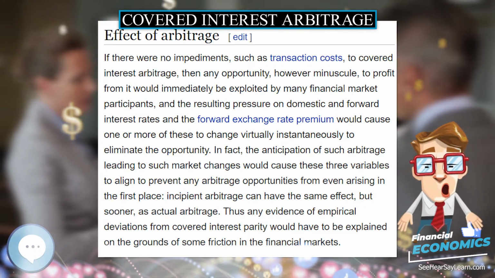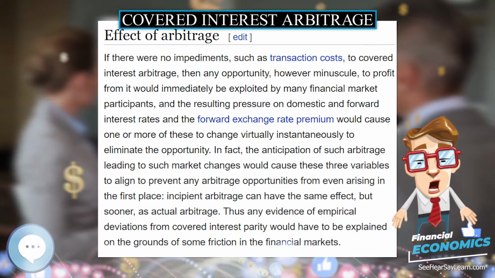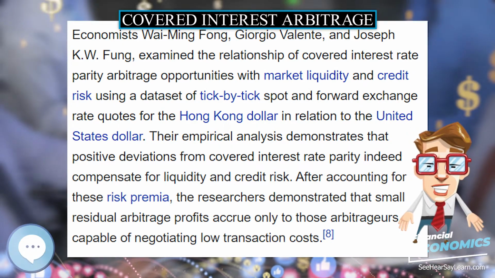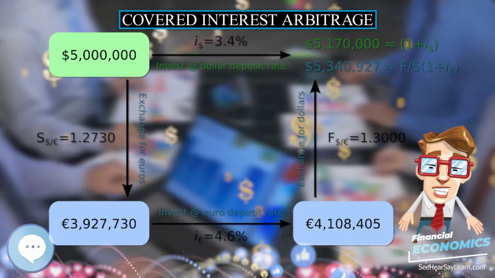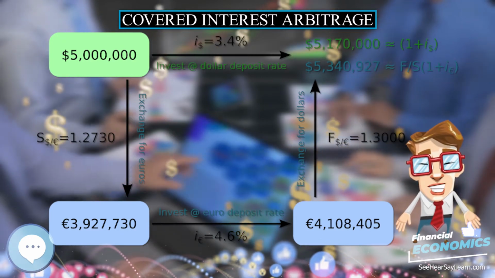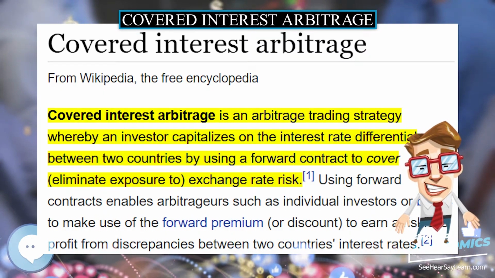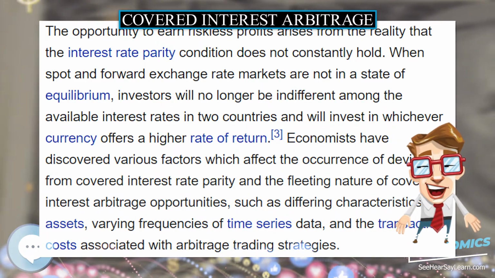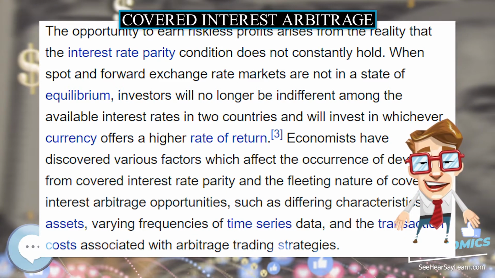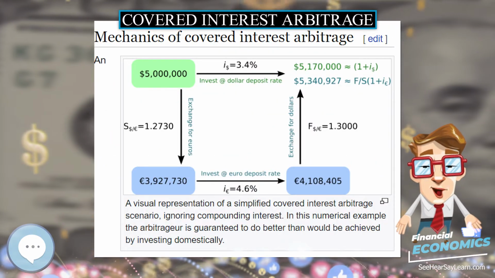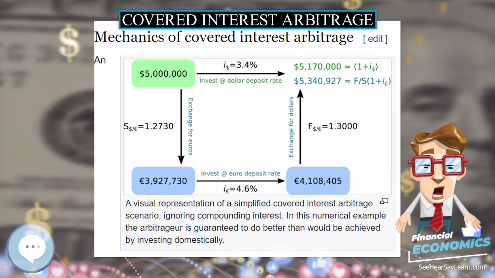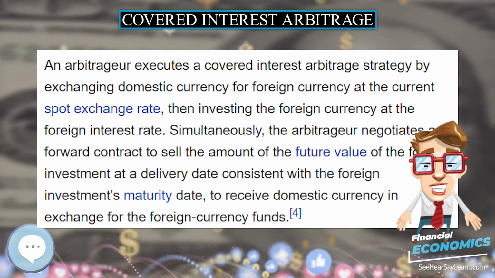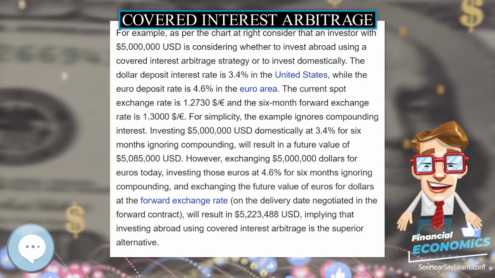For example, consider that an investor with $5 million is considering whether to invest abroad using a covered interest arbitrage strategy or to invest domestically. The dollar deposit interest rate is 3.4% in the United States, while the euro deposit rate is 4.6% in the euro area. The current spot exchange rate is $1.2730/euro and the 6-month forward exchange rate is $1.3000/euro. For simplicity, the example ignores compounding interest.